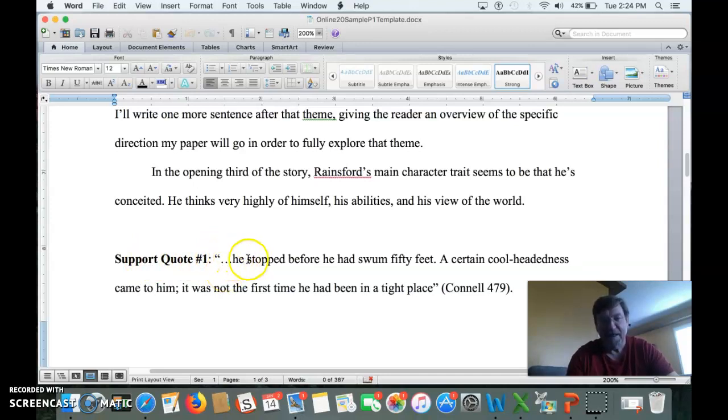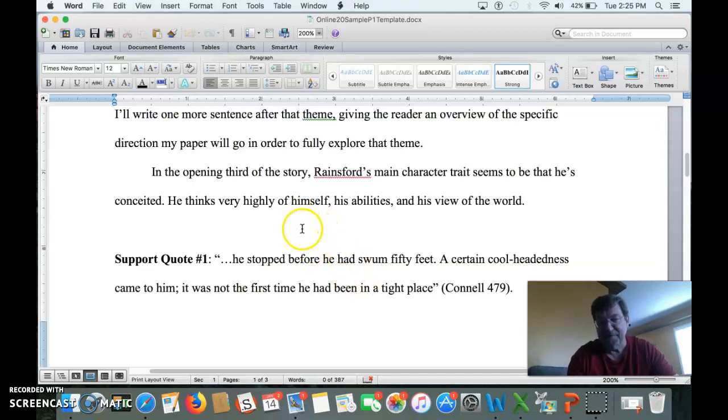I don't need it. "He stopped before he had swum 50 feet. A certain cool-headedness came to him. It was not the first time he'd been in a tight place." And there's my citation, Connell 479. So what I'm saying to you is I came up with my ideas of the paper first. Then I found the quotes second. If I've got good ideas and good quotes to support those ideas, I've got the skeleton of this paper.